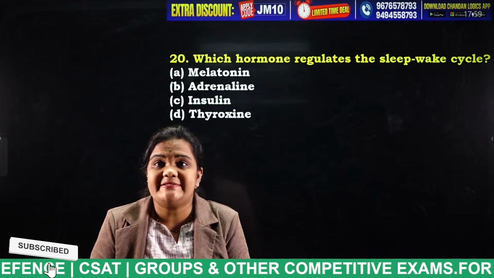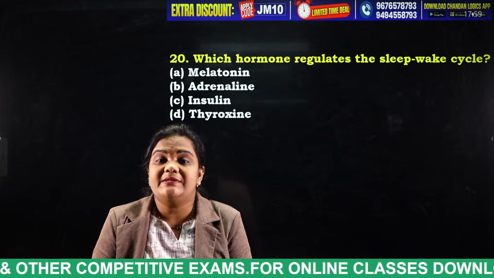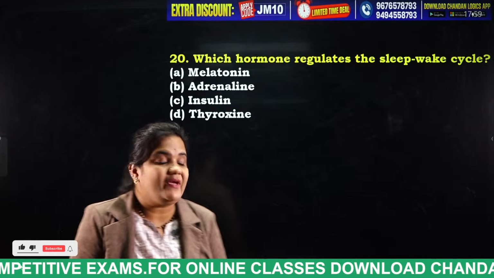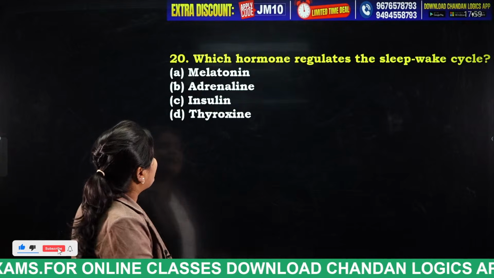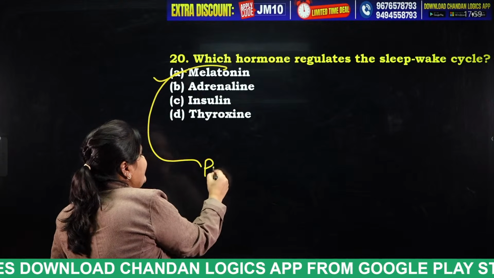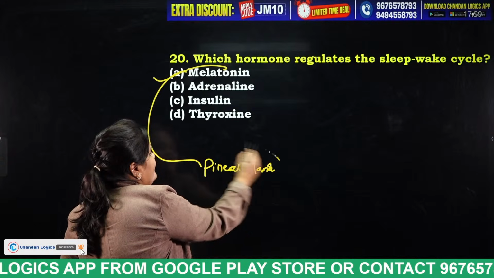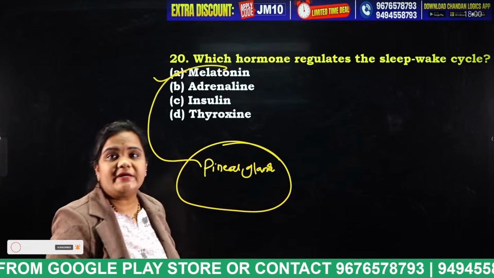Melatonin hormone is secreted by which type of gland? Actually, this will regulate our sleep-wake cycles. Okay, what is that? Melatonin. Who will secrete this? Pineal gland. This pineal gland is the smallest gland present in our body. Where is it located? It is located in our brain.